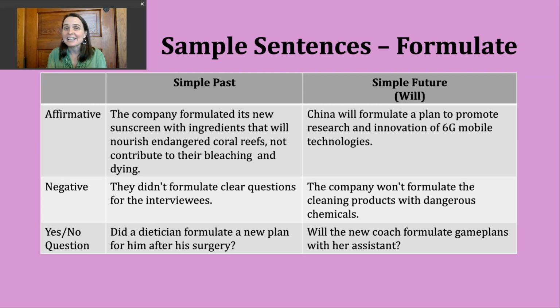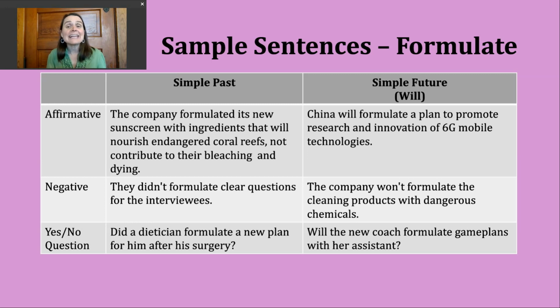The nice thing about will and the simple future is that my structure, my pattern is going to stay the same no matter what my subject is. Okay, so let's take a look at an affirmative sentence. China will formulate a plan to promote research and innovation of 6G mobile technologies. Okay. This goes back to our first definition, creating a plan.